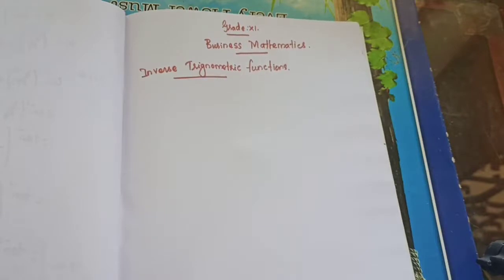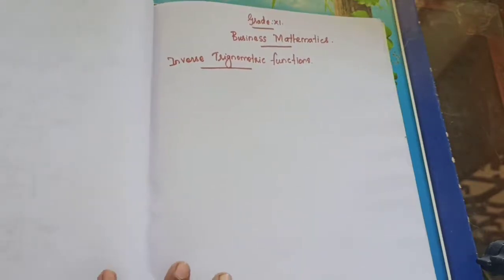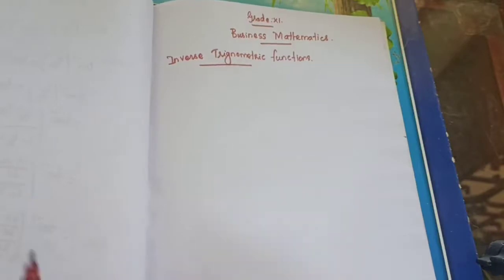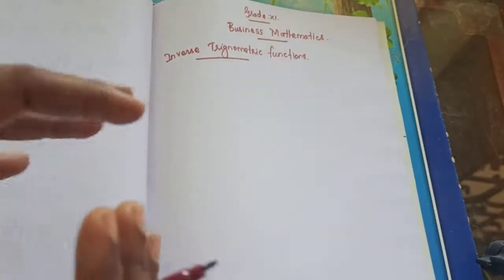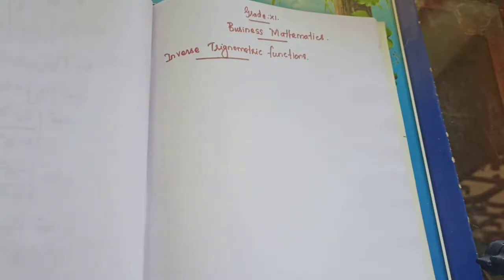So we are learning the fourth chapter, trigonometry. The last section is inverse trigonometric functions. In this section's exercise 4, five problems are remaining. So in today's class we will complete the remaining problems.